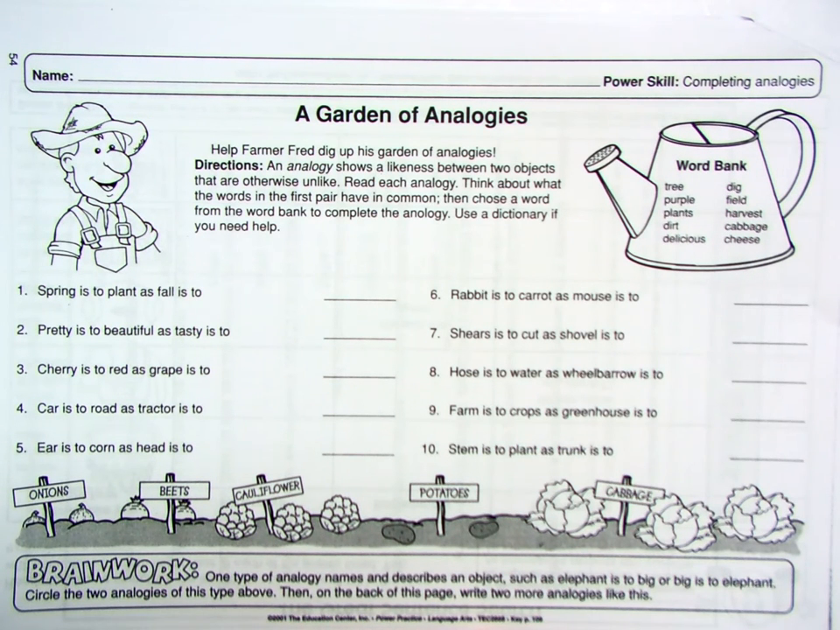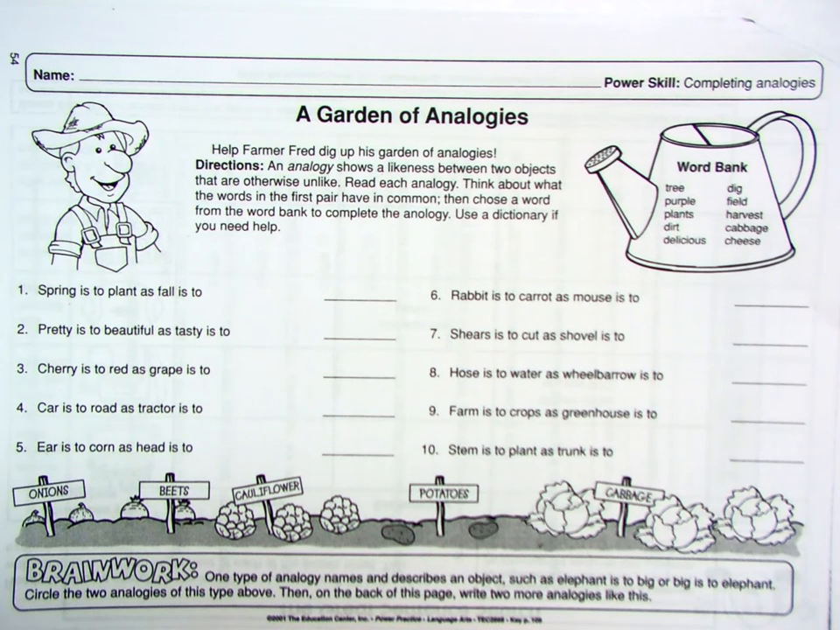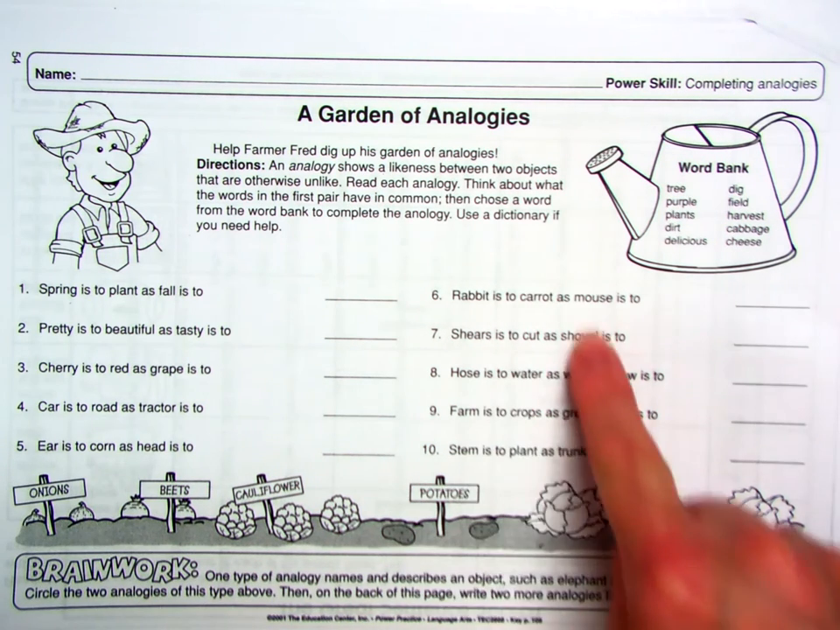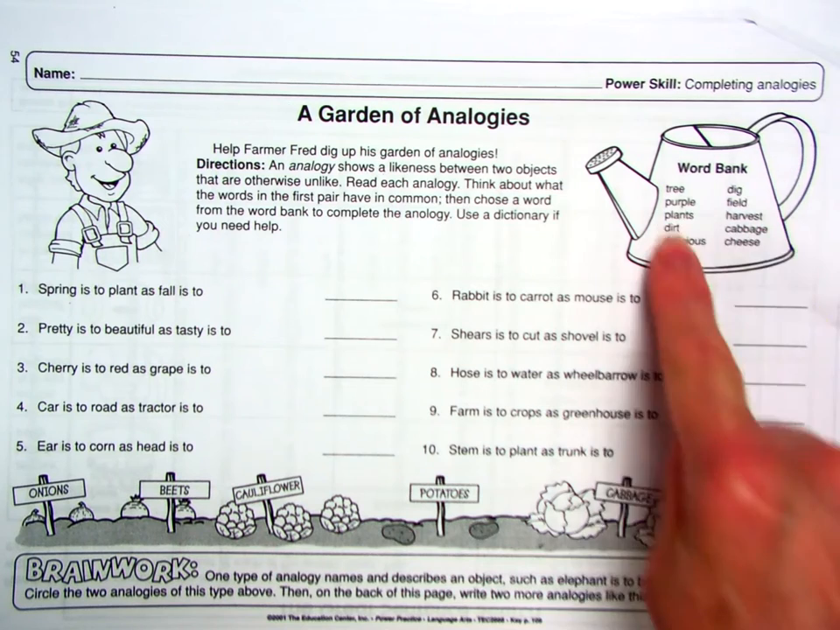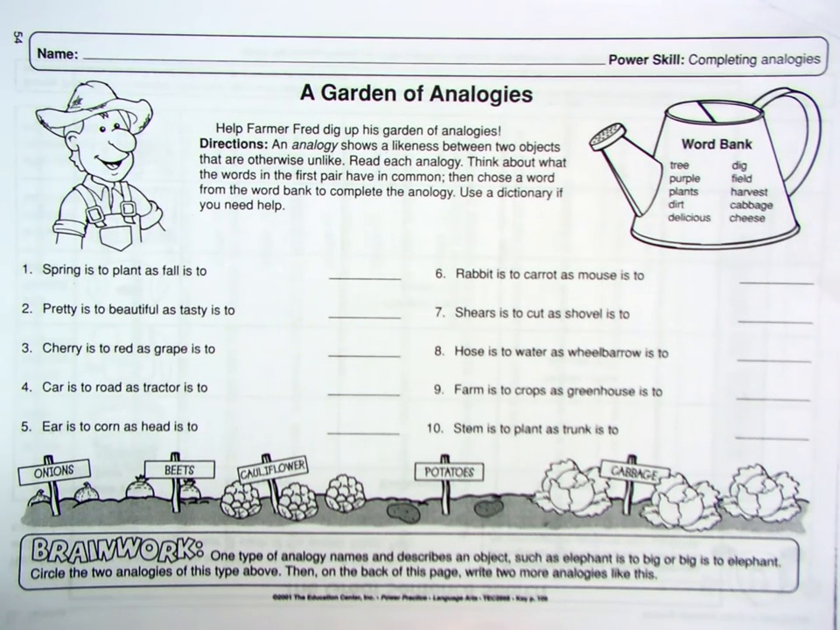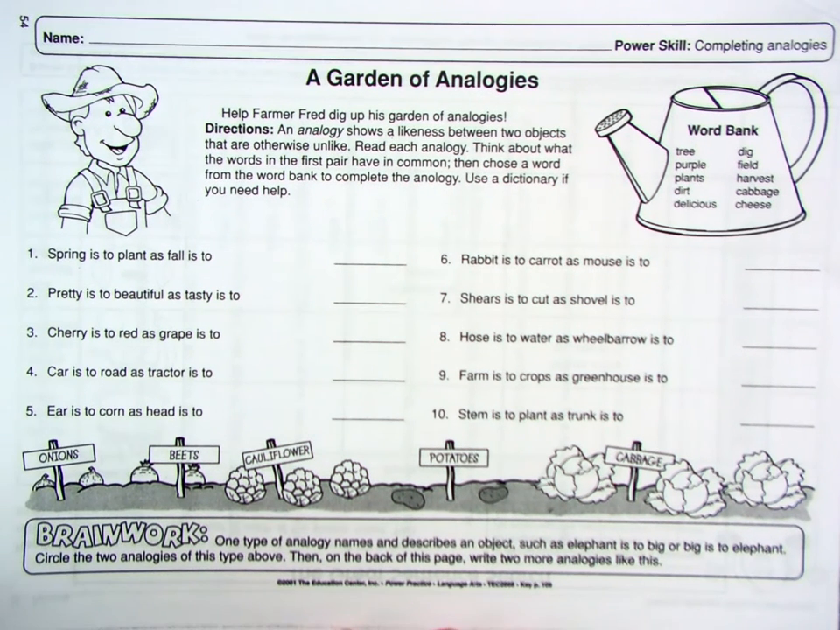An analogy shows a likeness between 2 objects that are otherwise unlike. Read each analogy. Think about what the words in the first pair have in common, or the relationship between them. Then choose a word from the word bank to complete the second part of the analogy. Use a dictionary if you need help. If there are any words in here or in the word bank that you don't know what they mean, then you may use a dictionary to look up the word to see what it means. You can also go to the website dictionary.com. When you're finished with these 10, then you're going to do the brain work at the bottom of the page.